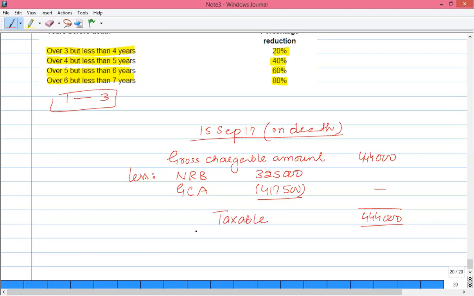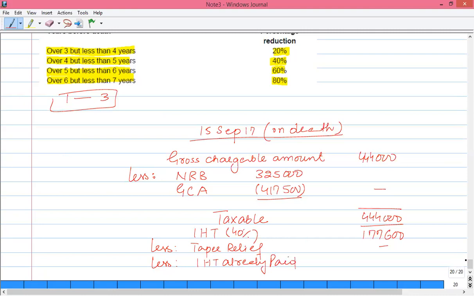And IHT is 40%. So 4,44,000 will attract an IHT of 40%, and that becomes 177,600. And there is no taper relief. So taper relief is nil, minus IHT already paid on this gift.